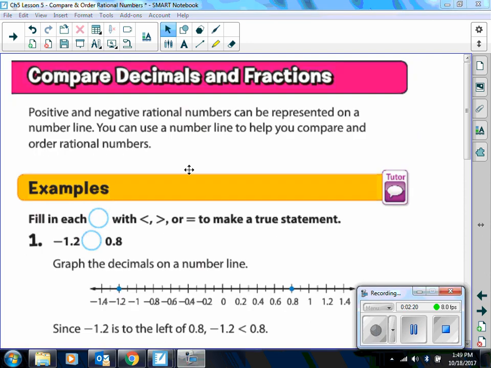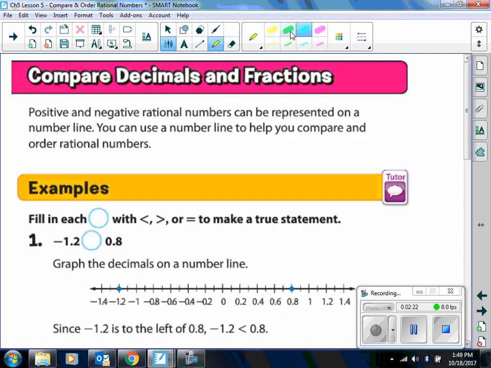So now we are going to compare decimals and fractions. Please make sure you write down your heading. We're going to compare decimals and fractions. And you don't have to write down this sentence. Positive and negative rational numbers can be represented on a number line. You can use a number line to help you compare and order rational numbers.